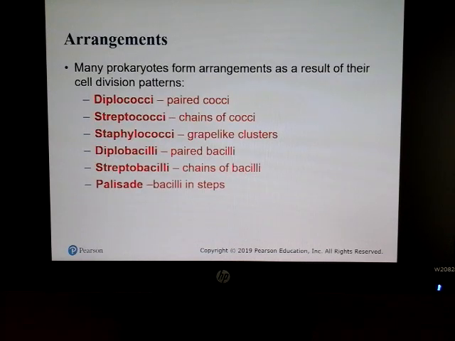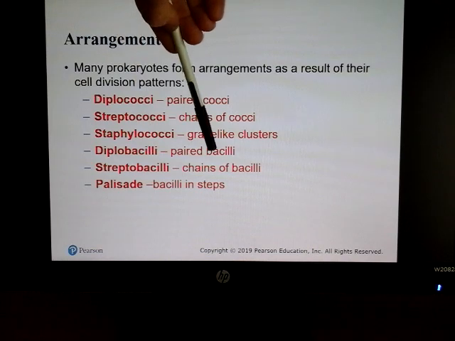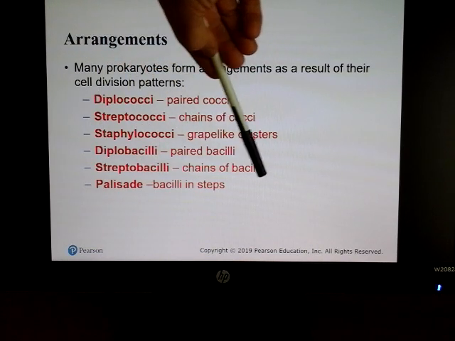Now, bacteria can be in different arrangements. Anytime you see the term diplo, guys, diplo means paired. So there's two cocci. Strepto means that there are chains. Staphylo means grape-like or clustered. You can have cocci, which are round, but you can also have bacilli, which are rods. So diplobacilli would be paired rods, and streptobacilli would be chains of rods.